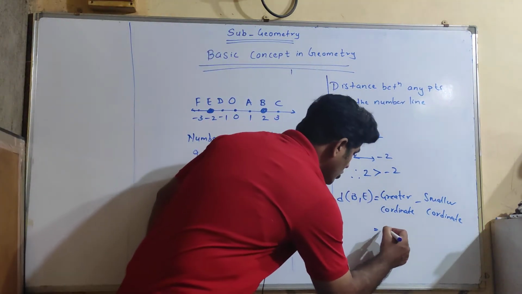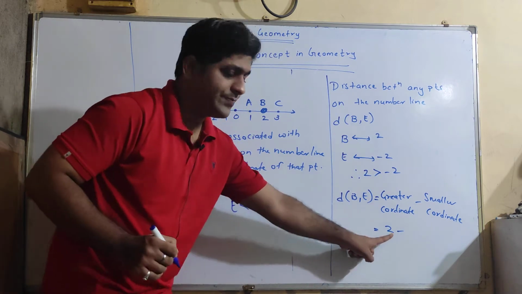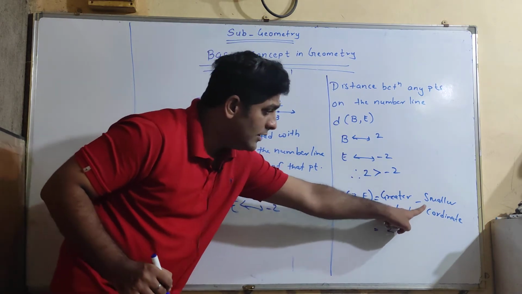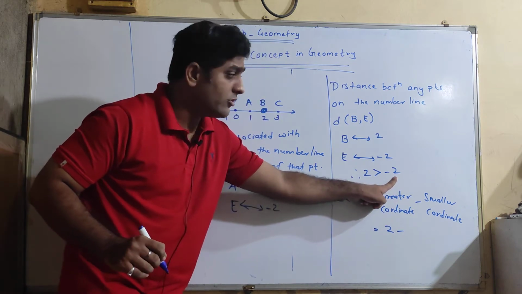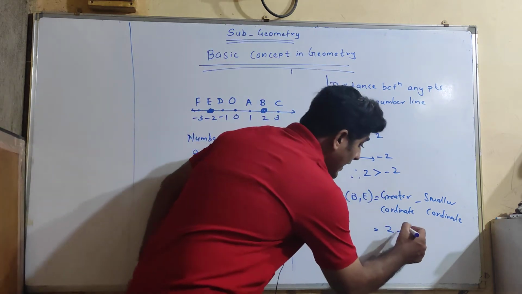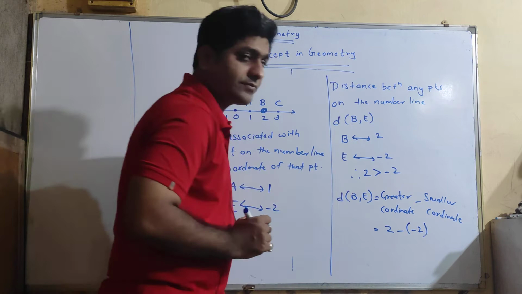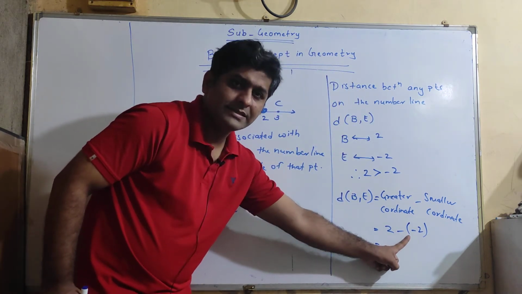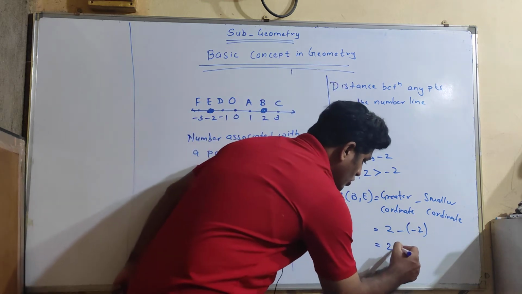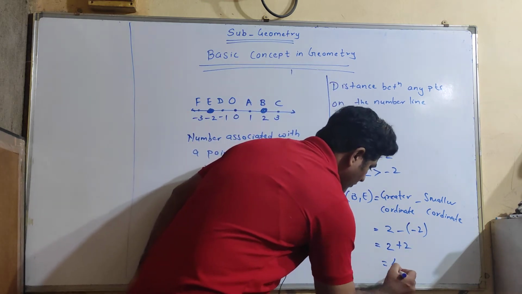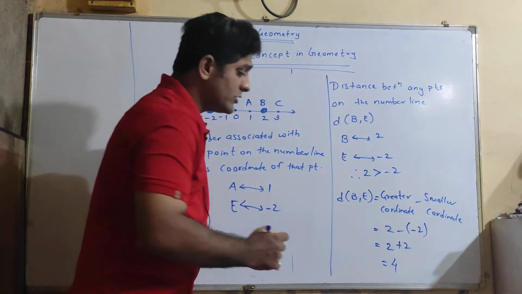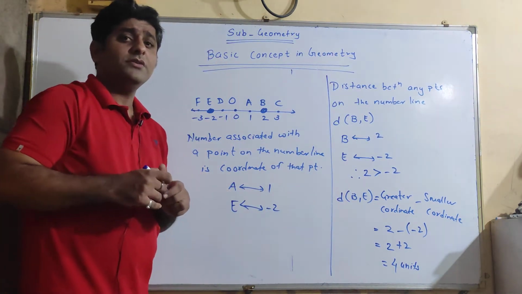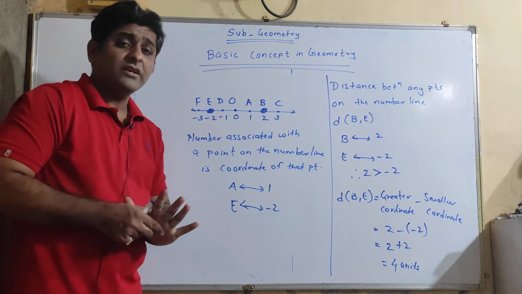So over here 2 minus, is it clear? Greater coordinate I have written 2 minus smaller coordinate. Now look at the smaller coordinate, minus 2. Now we also know, students, in mathematics, minus minus is plus. So 2 plus 2 is equal to 4. So I'm going to write this as 4 units. Is it clear, students?